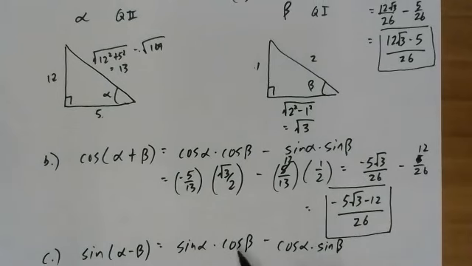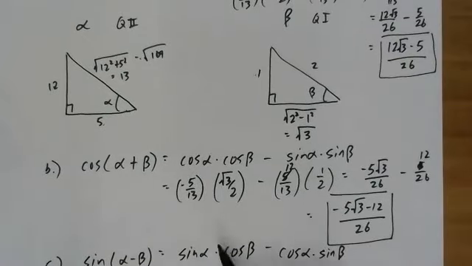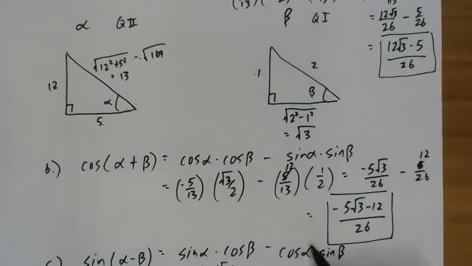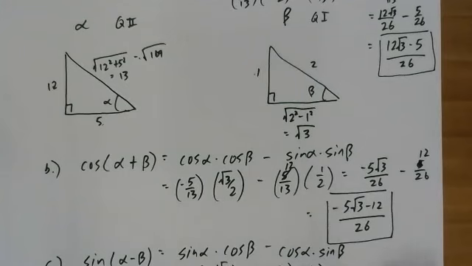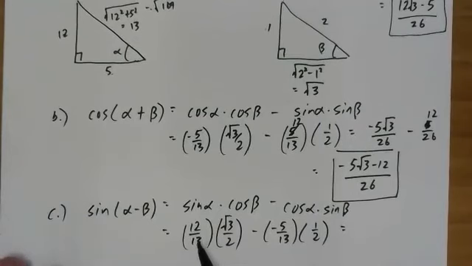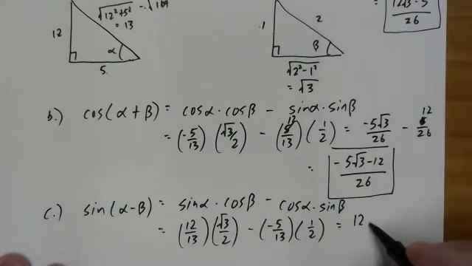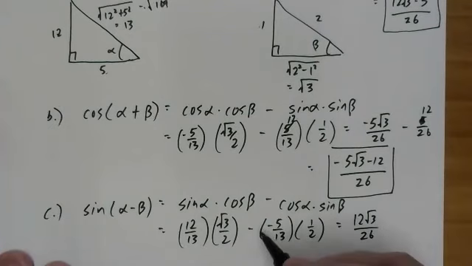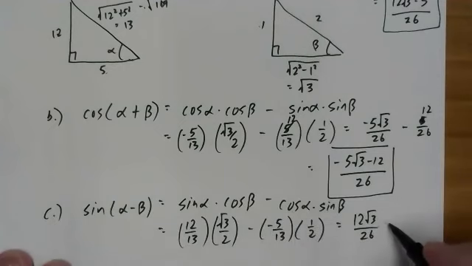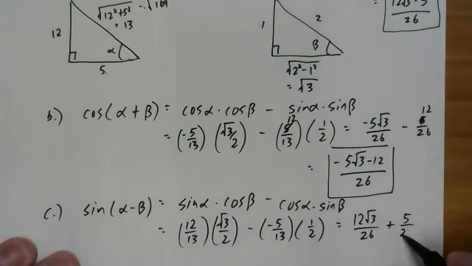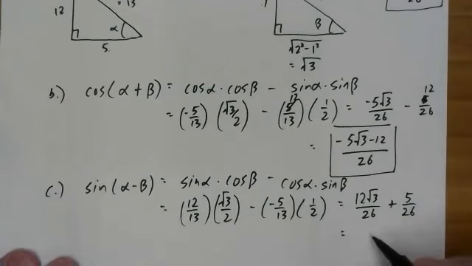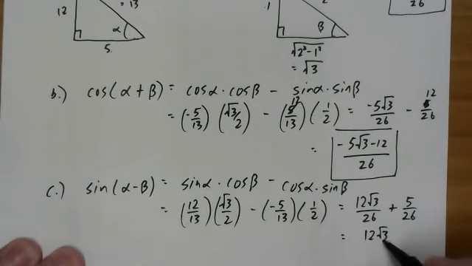Now plug in the numbers. Actually, instead of going to the triangles, let me go up to here just so I don't confuse myself again. Sine of alpha looks like it's 12 over 13. Cosine of beta is square root of 3 over 2. Cosine of alpha is negative 5 over 13. Sine of beta is 1/2. Oh, sorry if you couldn't see that. So let's multiply these out. 12 square root of 3 over 26. I'm subtracting. This is going to be a negative number, so it's plus 5 over 26. If you put this over a common denominator, 12 square root of 3 plus 5 over 26.